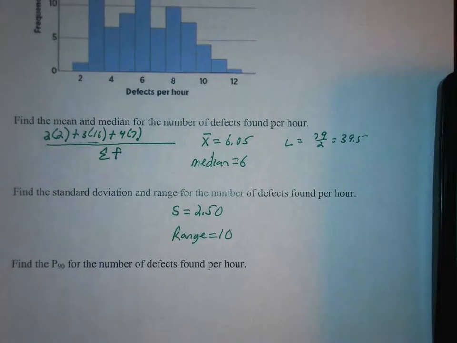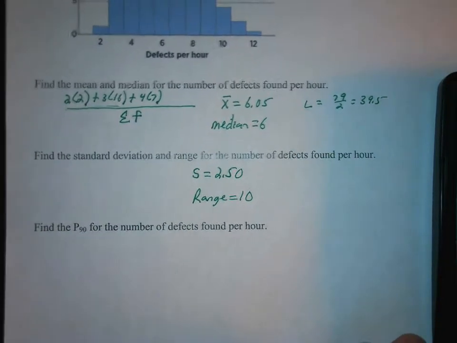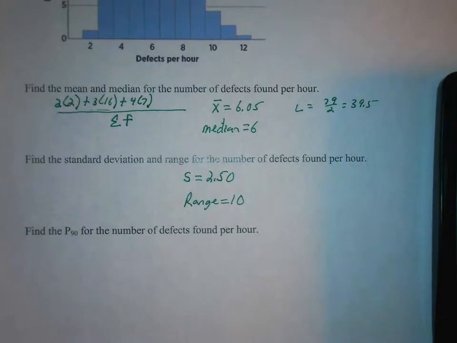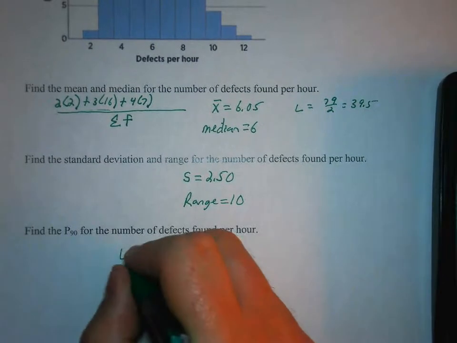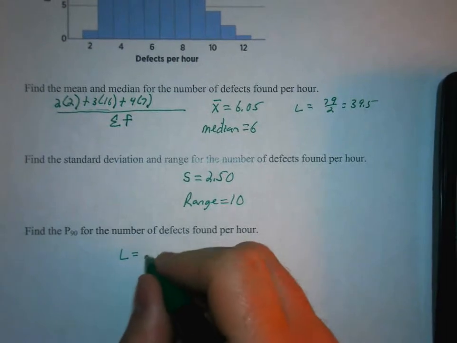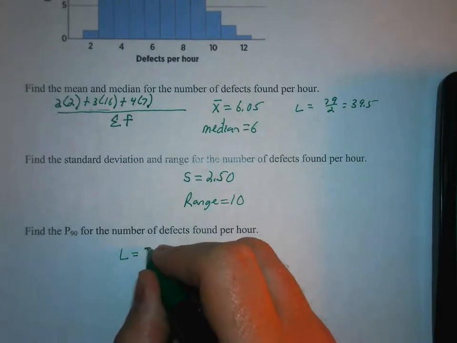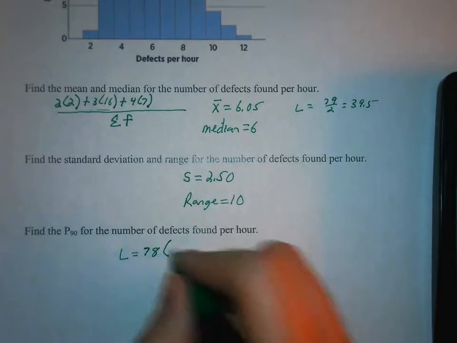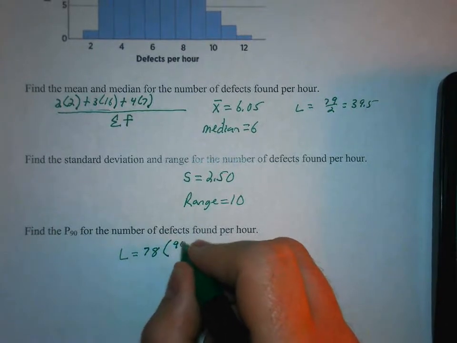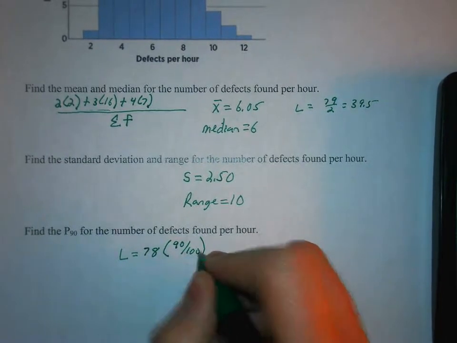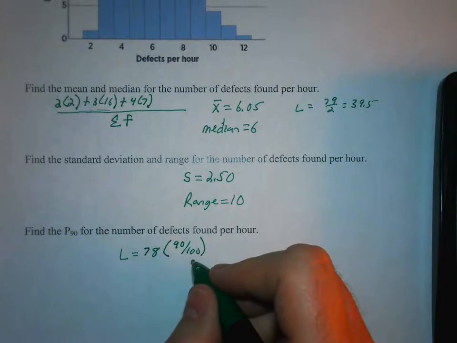Okay, to find P90, that's the 90th percentile. So what you're looking at there is what data value has 90% of all the data values below or equal to it. So that's where you find the location by doing your sample size, which is 78, and then the 90th percentile is 90 out of 100. So 78 times 90 hundredths.